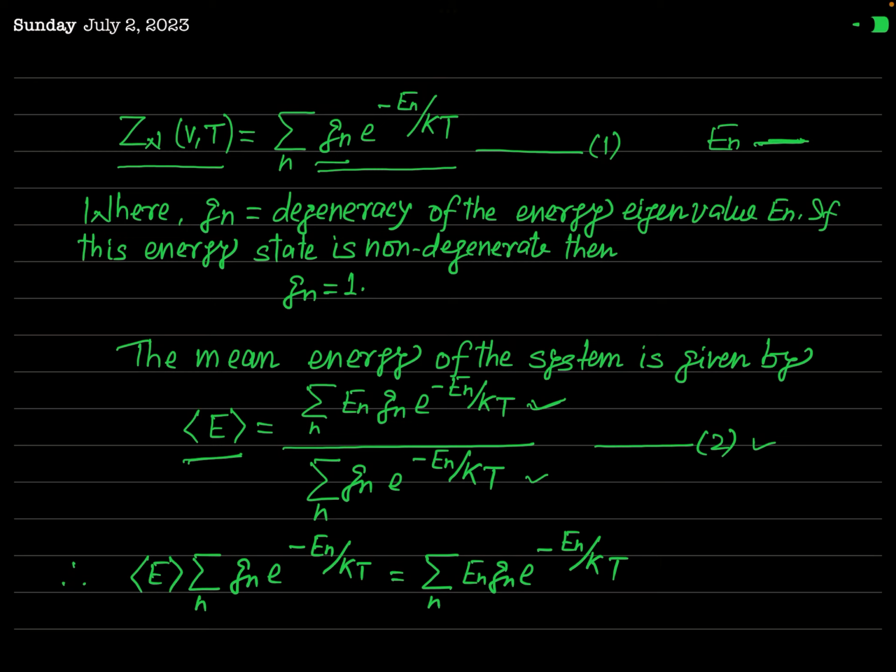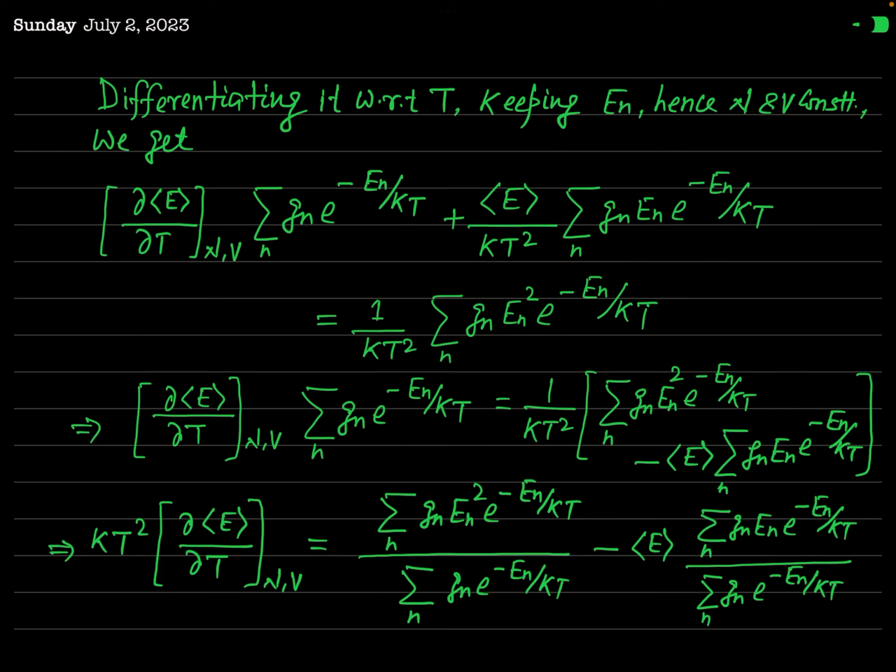So let us take here the cross multiplication. You can see that this equation 2 may be written as average value of E times summation over n Gn e to the power minus En by kT, and that is equal to summation over n En Gn e to the power minus En divided by kT. Okay. Now keeping the volume and the number of particles in this system constant, we will differentiate this equation both sides with respect to temperature T. Okay. So you can see I have differentiated it.